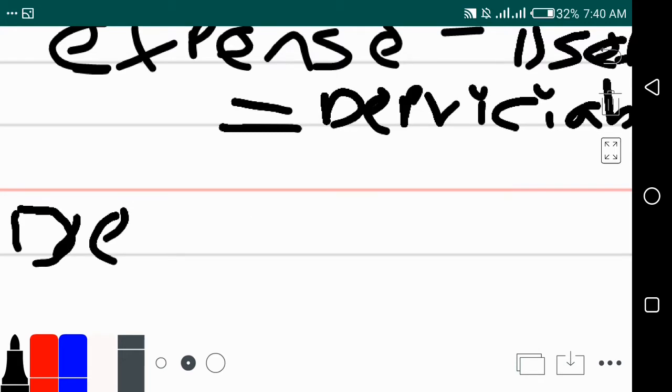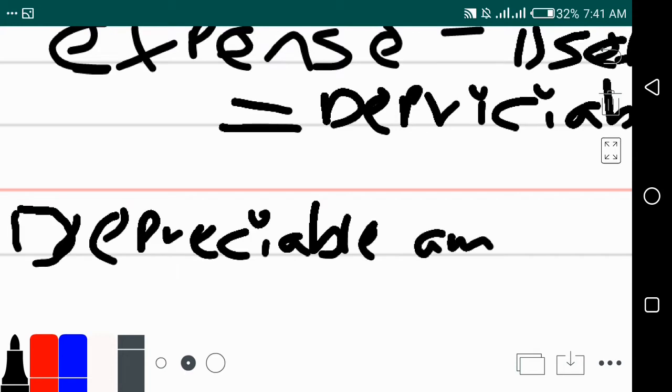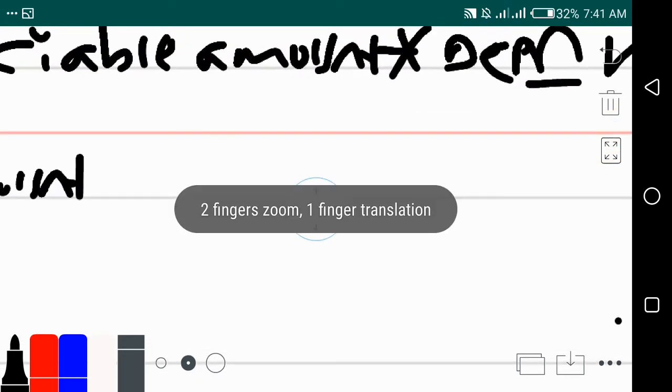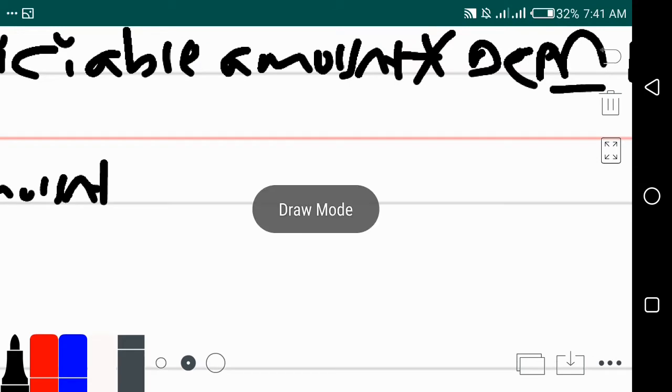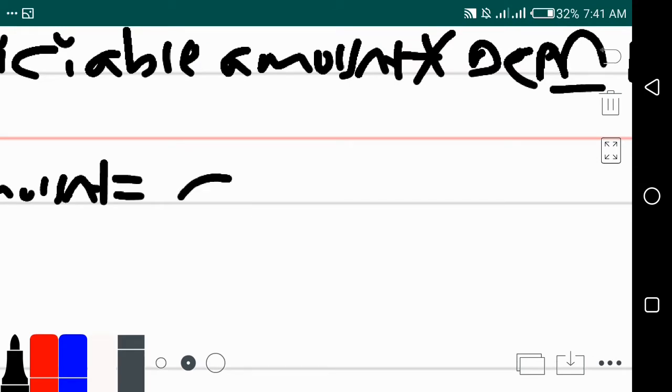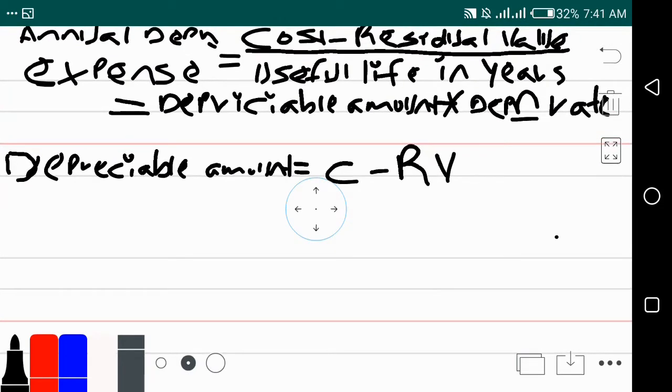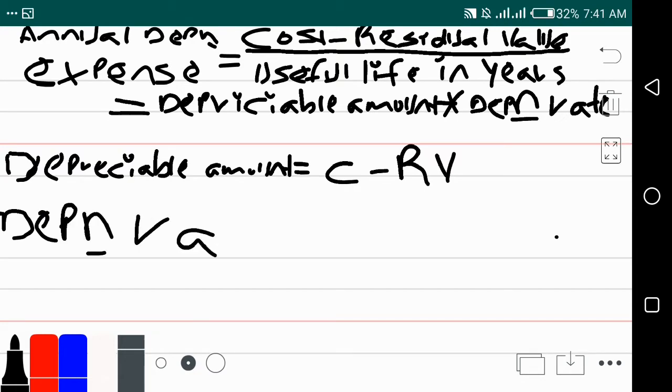the depreciable amount is calculated as cost minus residual value, and depreciation rate is calculated as 1 over useful life in years.